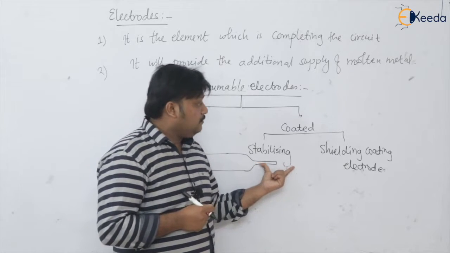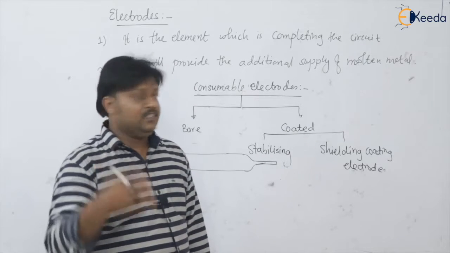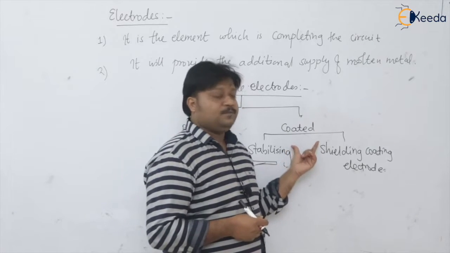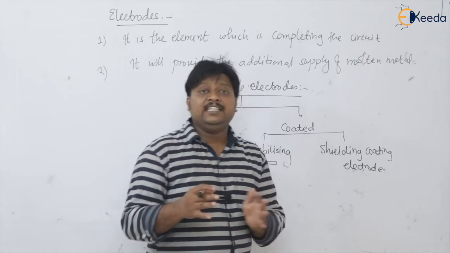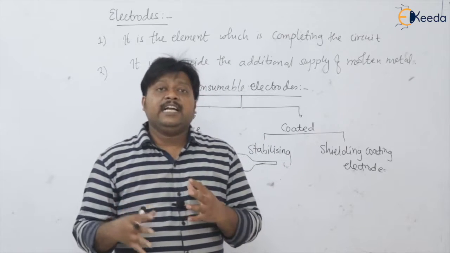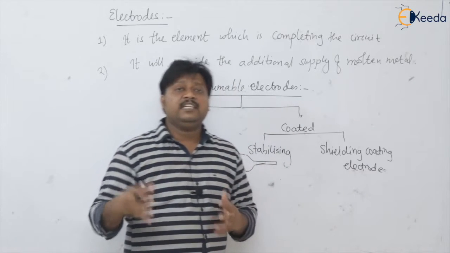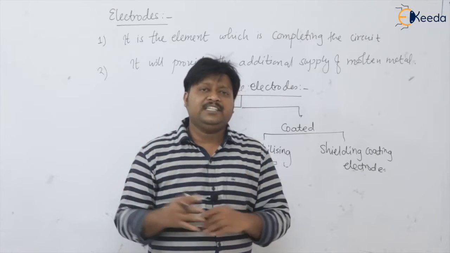Okay, now whenever we have a thick layer of coating of fluxes over the electrode, they basically provide shielding around the weld zone so that atmospheric contamination from oxygen and nitrogen can be eliminated and you will get a good quality weld.